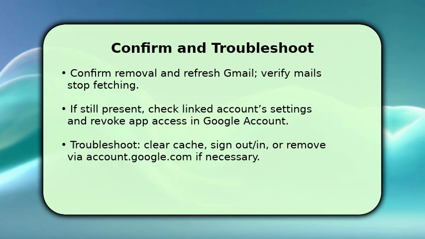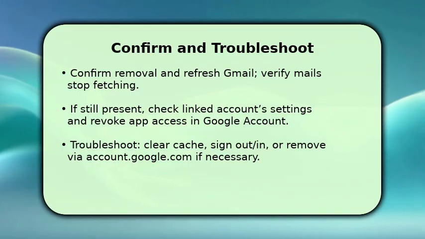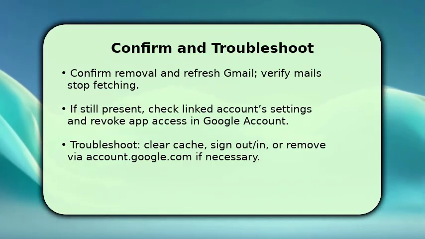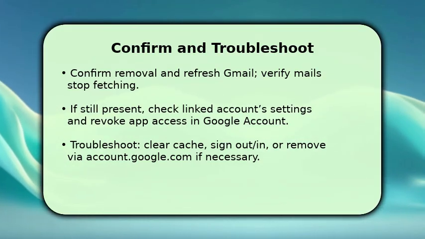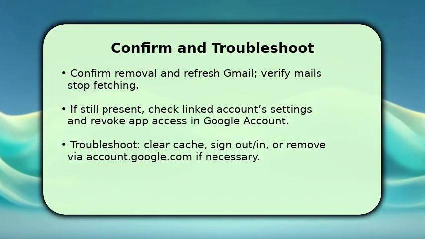If the connection persists, make sure you removed any delegation on the other account and revoke third-party access in your Google account security settings. Once done, clear your browser cache and sign out and back in to force a sync. If problems continue, remove the connection from the external account settings or contact the account provider for final revocation.